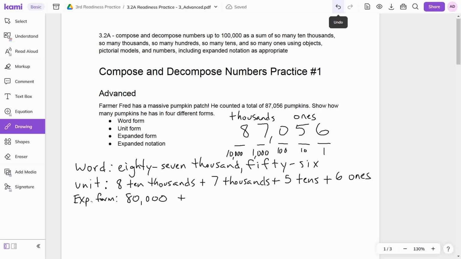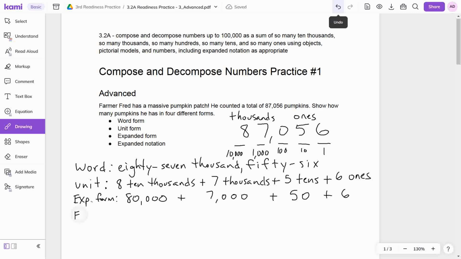And I'm going to write it underneath here so we can see how it all lines up. 7,000s, 1,000, 2,000, 3,000, 4,000, 5,000, 6,000, 7,000. Right? No 100s, so we're just going to skip that. 5 tens is worth 50, 10, 20, 30, 40, 50. 6 ones is worth 6.